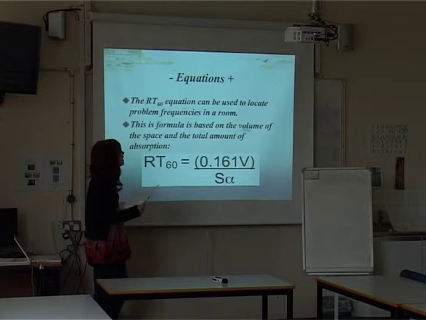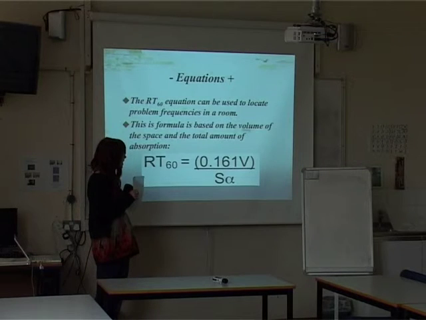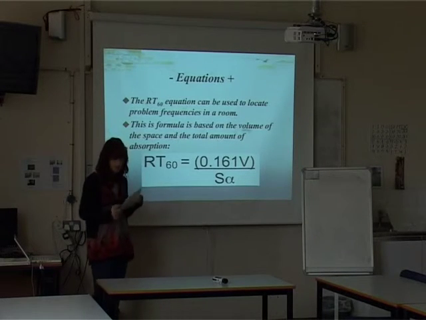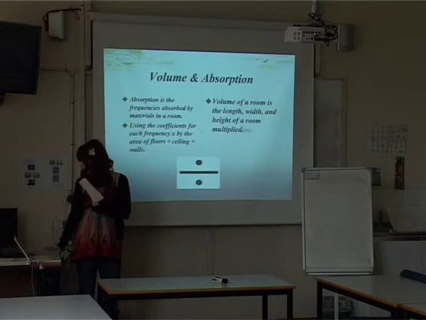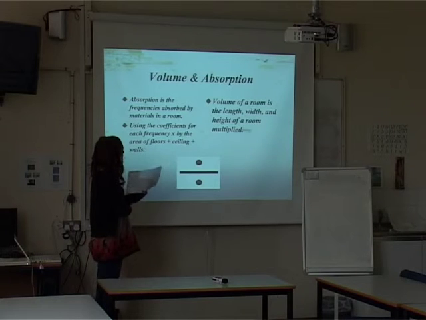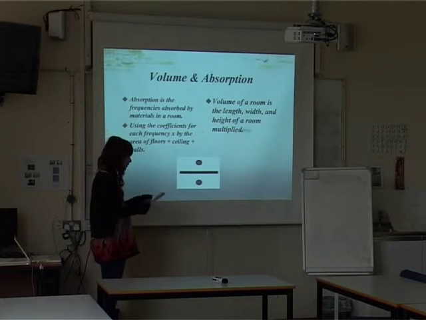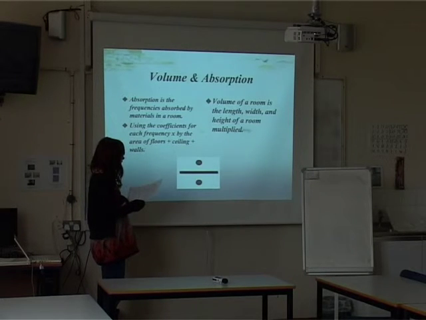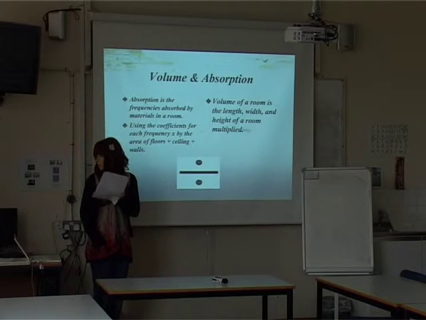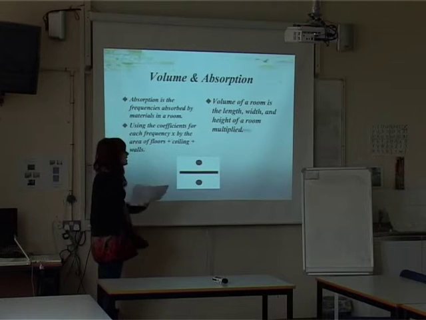The RT60 equation that we use locates problem frequencies, and it's based on the volume of the space and the total amount of absorption in the room. Okay, so you do the absorption by using coefficients for each frequency times the area of the floors, walls, and ceiling separately, and that gives you the absorption. And then the volume's a bit easier. You multiply the length, width, and height of the room.